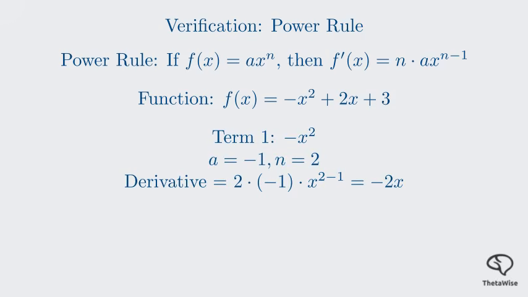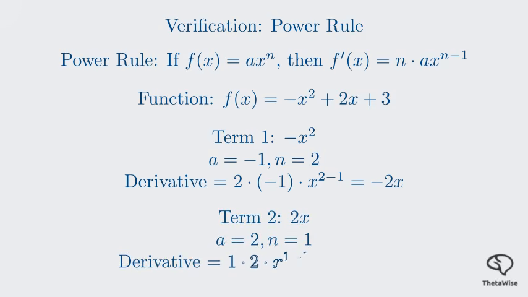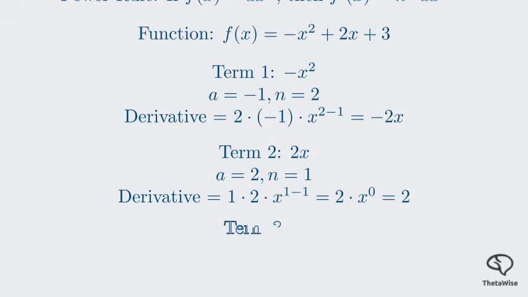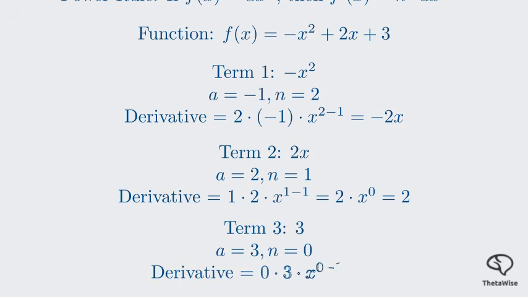For the second term, 2x, which is 2x to the power of 1, the exponent n is 1 and a is 2. The derivative of 2x to the 1 is 1 times 2 times x to the power of 1 minus 1. This is 2 times x to the 0, which is just 2. For the last term, the constant 3, we can think of it as 3x to the power of 0. The derivative is 0 times 3 times x to the power of negative 1. And anything times 0 is 0. This confirms a very important rule. The derivative of any constant is always 0.